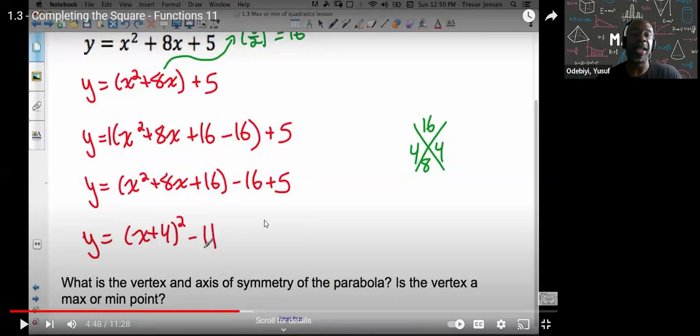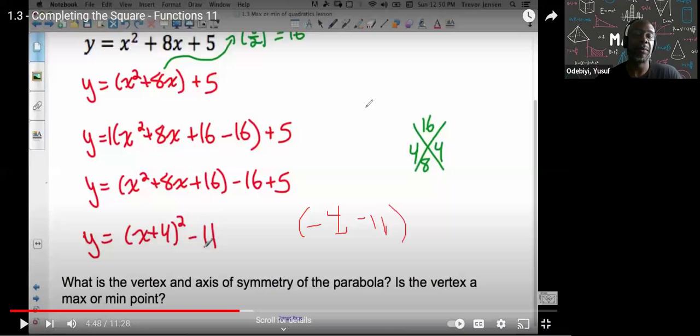So your vertex is going to be made up of what we said there. The point is going to be -4 and -11. That will be your vertex, based on the vertex form of this equation. So it's now in vertex form.